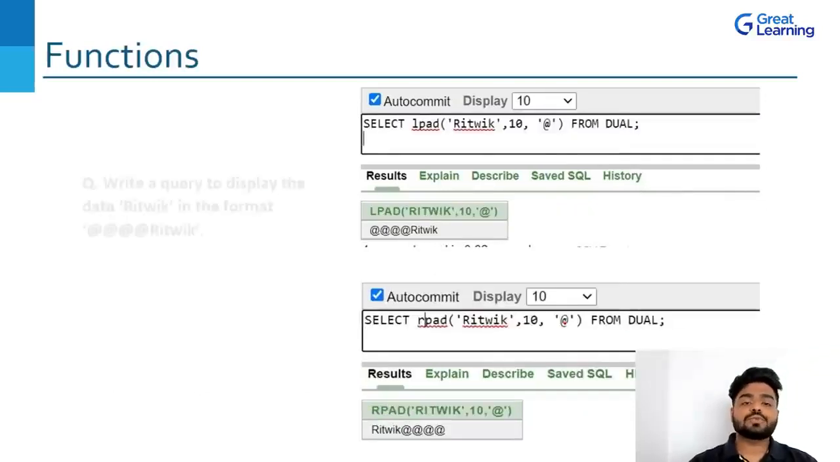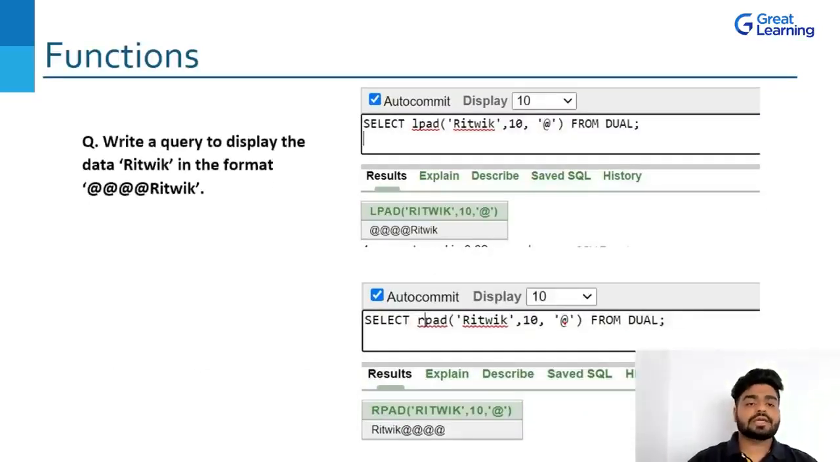Now let's move to the pad. Now look here what is happening. Write a query to display the data Ritvik in the format @@@@Ritvik. That means 4 prefix @ symbols and then Ritvik. How to do that? This is what is left padding.